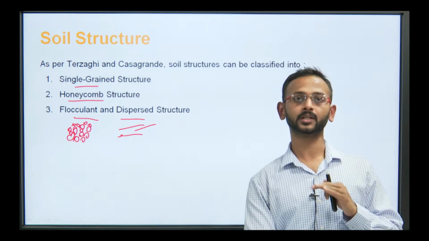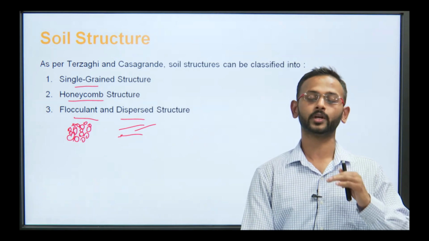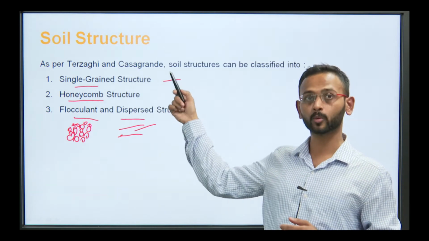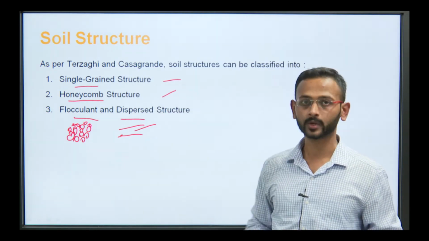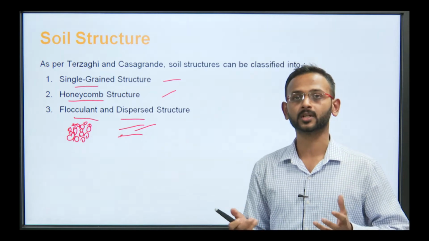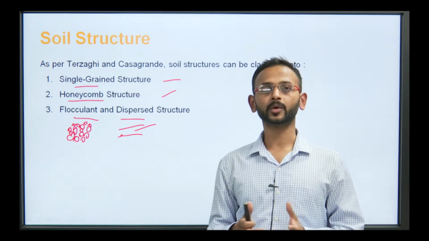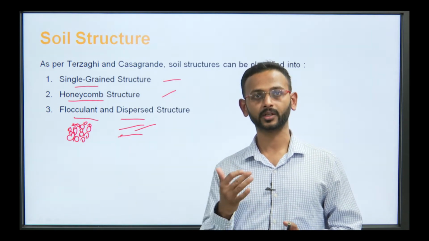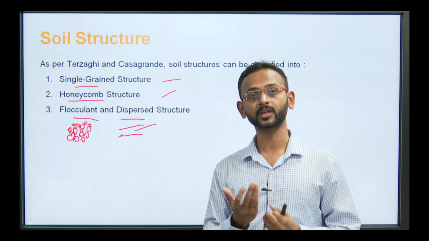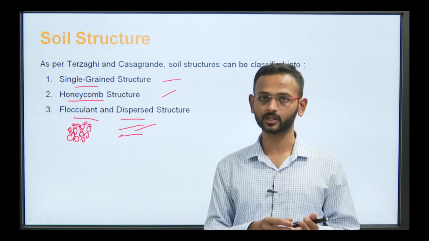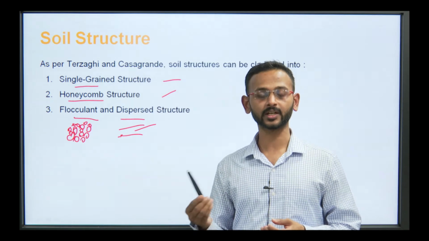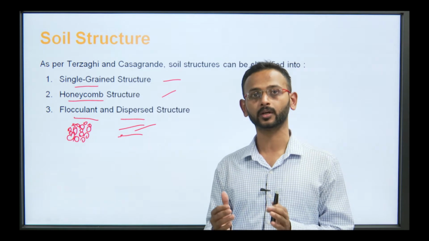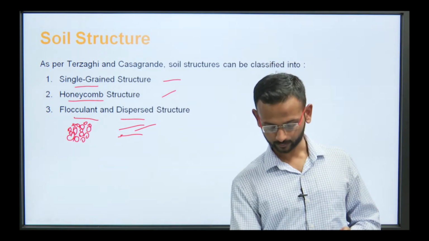So these are the three classifications: single grained, honeycomb and flocculent. But these are related to a particular size. This will correspond to a particular size, this will also correspond to a particular size, and similarly the flocculent and dispersed will also be due to a particular size. And remember one thing here, that each and every structure will have some amount of gravitational force or surface electrical charges. What they will be and what their effect will be, we will talk about in the subsequent slides.